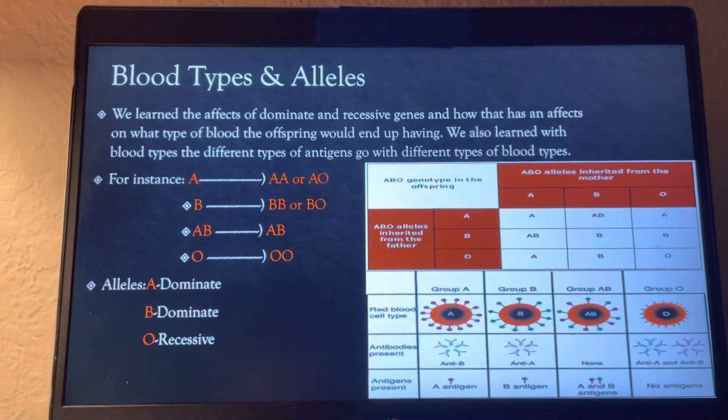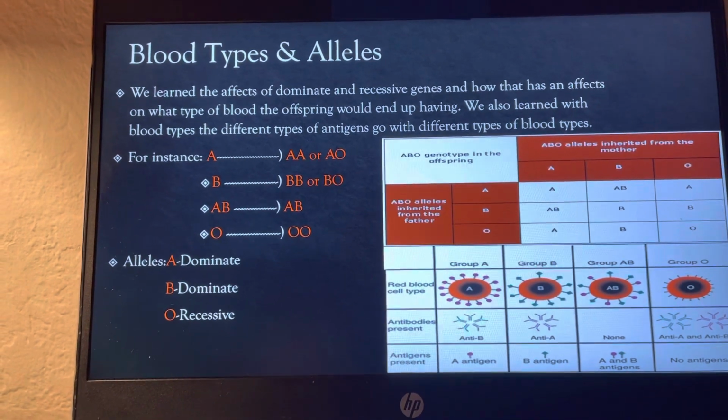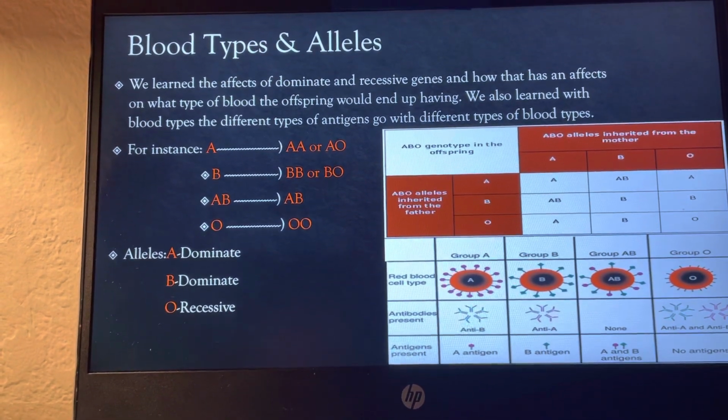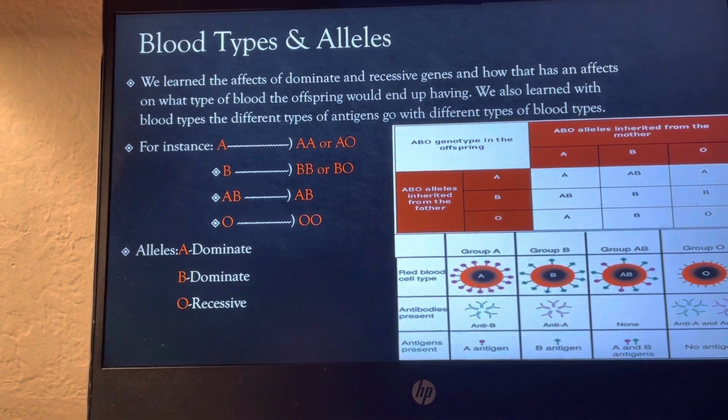Next, we did blood types and alleles. We learned the effects of dominant and recessive genes and how that has an effect on the type of blood the offspring would end up having.